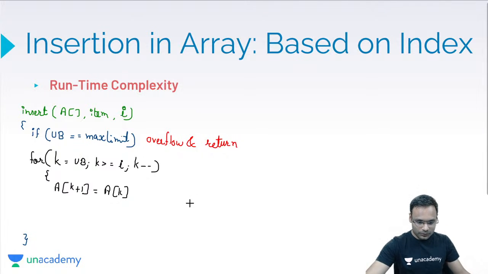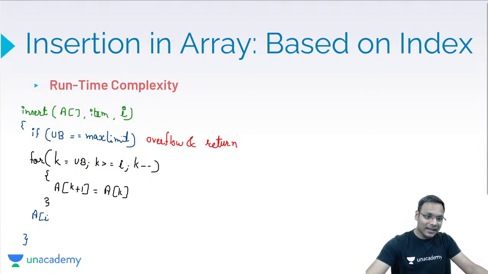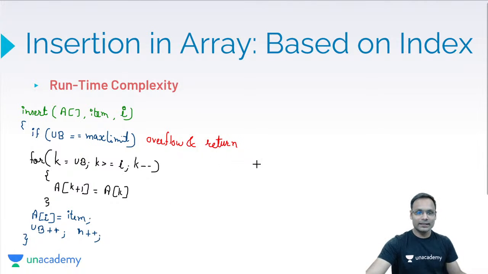Now, look at this. If all the shifting is done, at the end I will write down in the array at index I I will insert the element, which one? Item. That's it. Done. Do I have to write anything else? Yes, upper bound plus plus. Inserted element, so upper bound increases, in fact n plus plus also. Number of elements also will increase.